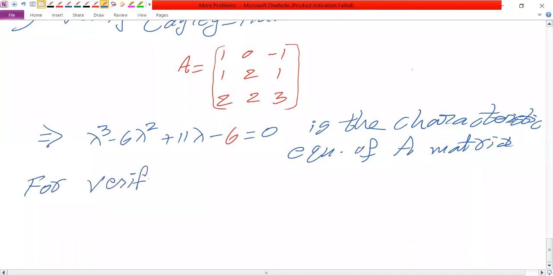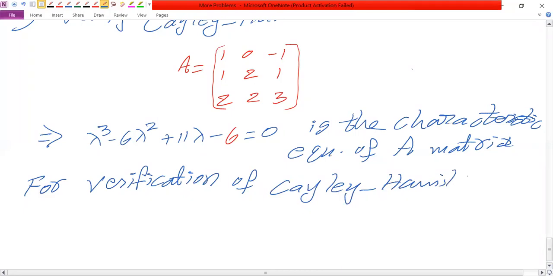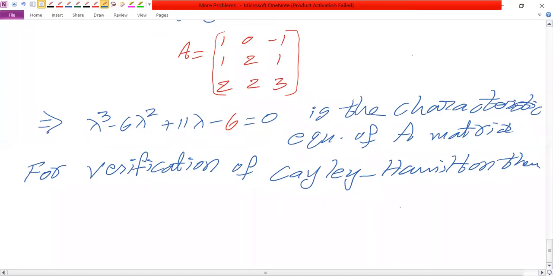Now, for verification of Cayley-Hamilton theorem, are you understanding, students? Please confirm, at least one student, or post it in the chat box. If you are not able to understand, then I'll repeat the total problem. So what is the characteristic equation? Determinant of A minus lambda equals 0. If we find the determinant of A minus lambda equals 0, this is what we will get.